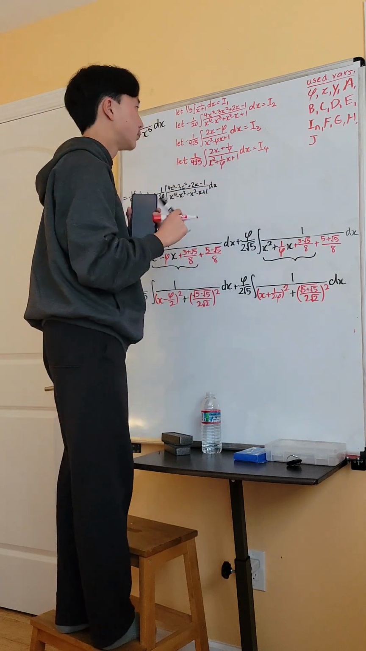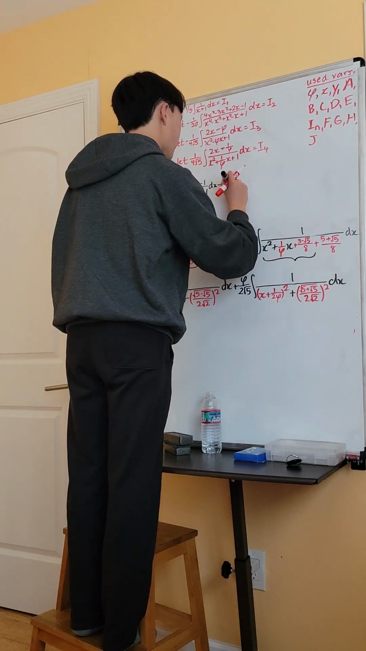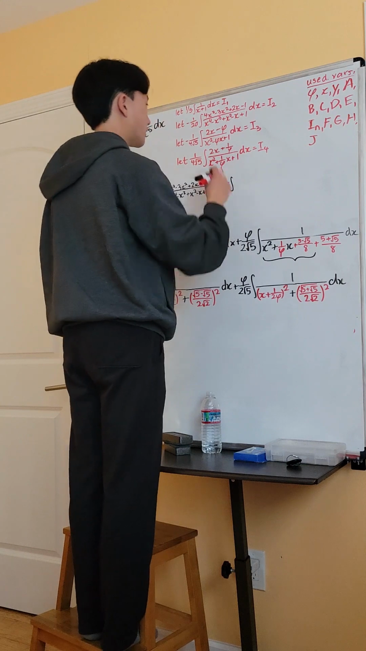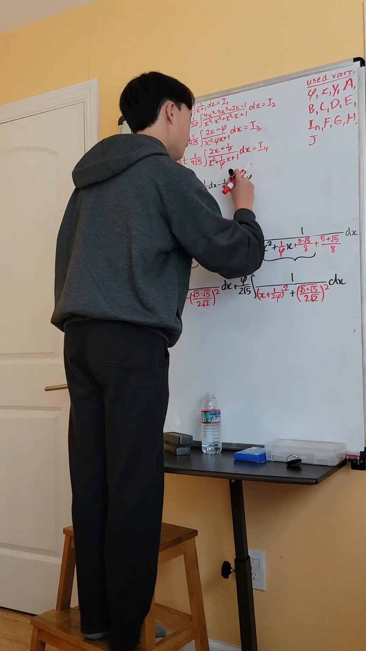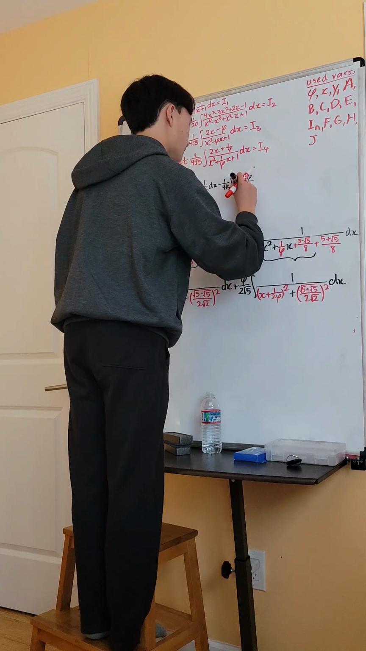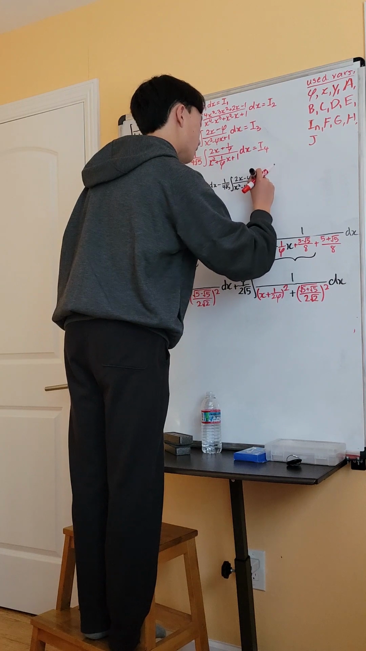Okay, so that's I2. Now I3 is negative 1 over 4 root 5. And here, the top is the derivative of the bottom. So we get 2x minus 5. And the quadratic on the bottom is x squared minus 5x plus 1 dx.